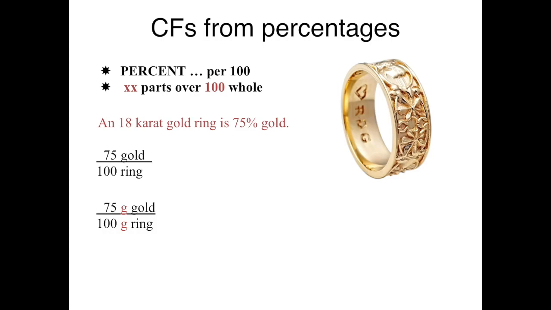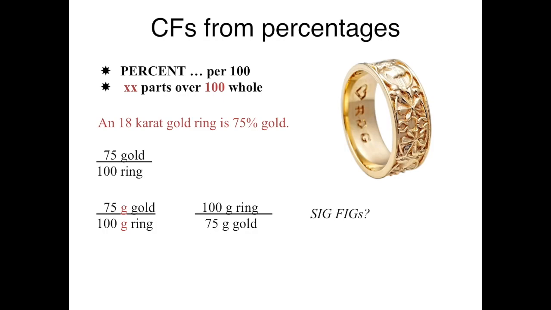As long as you have the same unit, it doesn't matter what unit you use. You can use kilogram gold over kilogram ring, pounds gold over pounds ring, tons gold over tons ring. All right, so as long as you are consistent on top and bottom, you're good. Of course, you can also have the opposite, the inverse conversion factor.